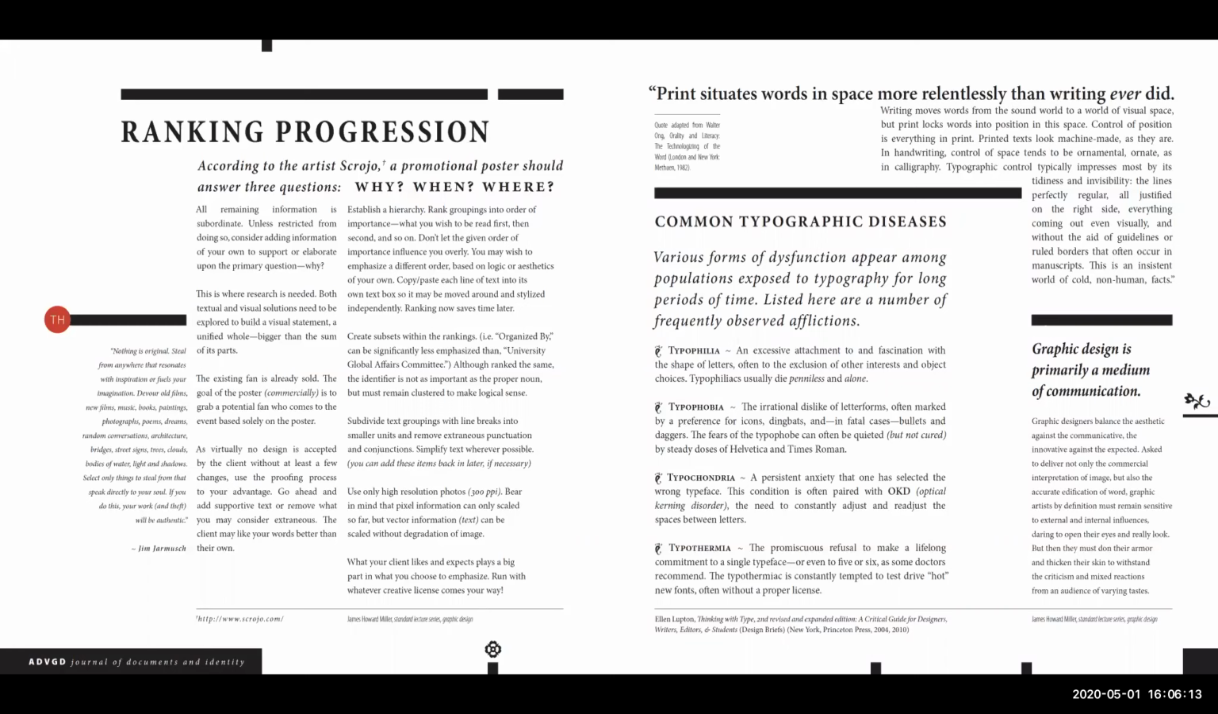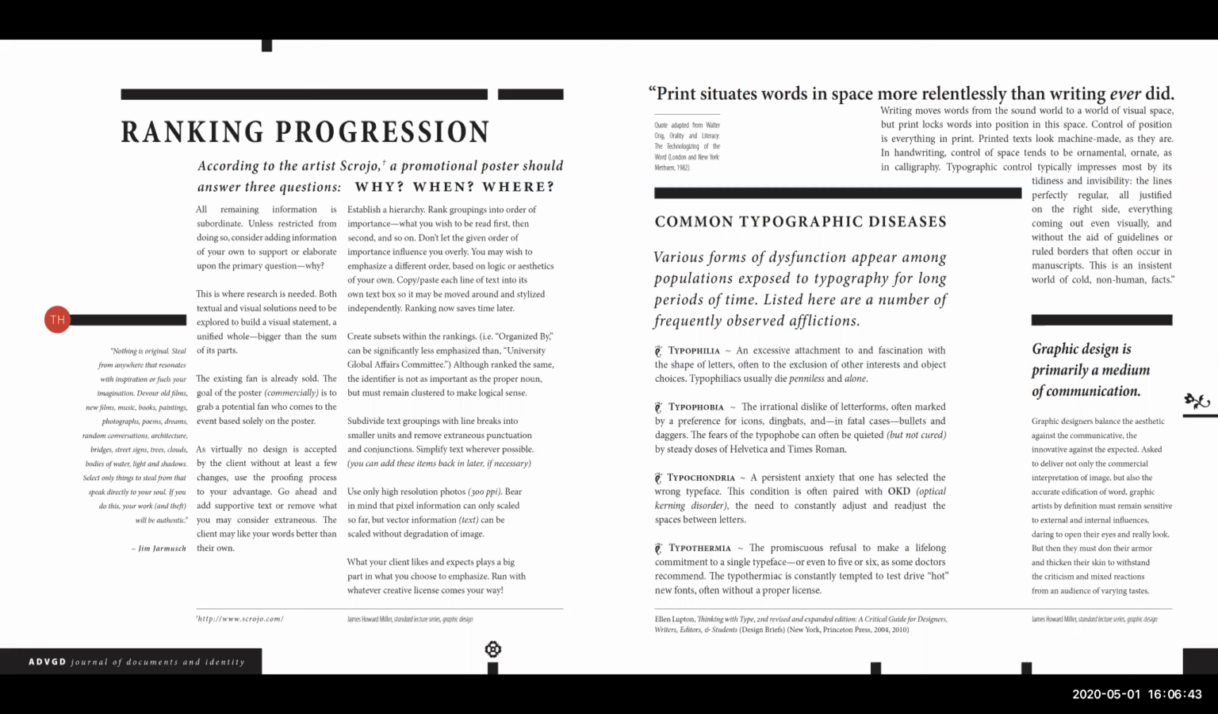And then right below that, there's a subtitle. According to artist Scrojo, a promotional poster should answer these questions: when, where, and why. Now that's the same font, but part of it is italic. So beneath that, in the first paragraph where it says all remaining information is subordinate, that column of text happens to be fully justified, except for the last line, flush left.